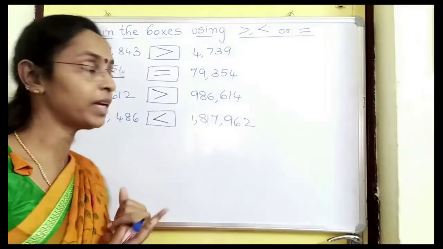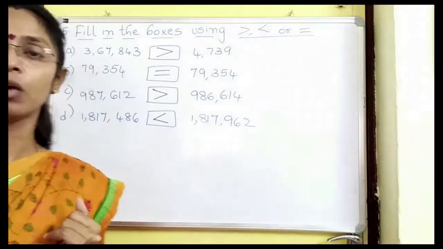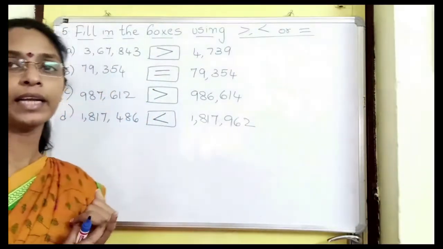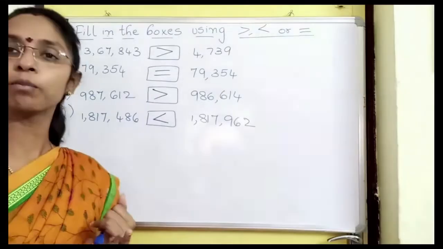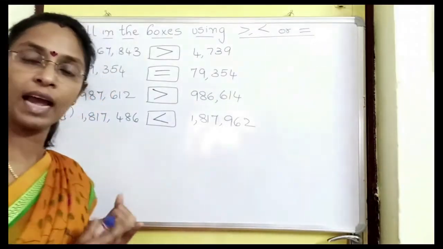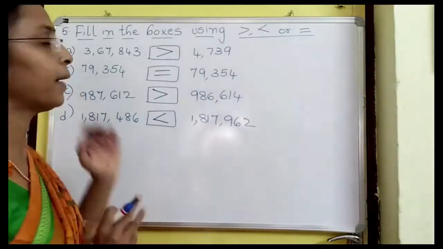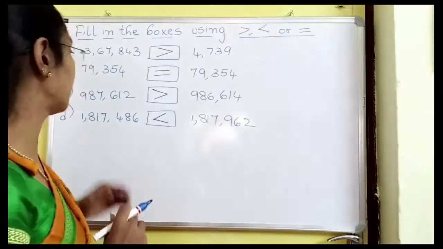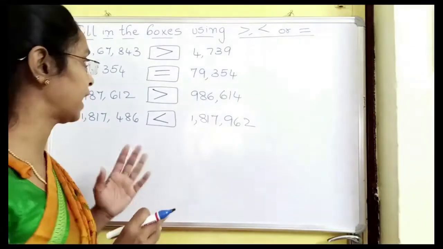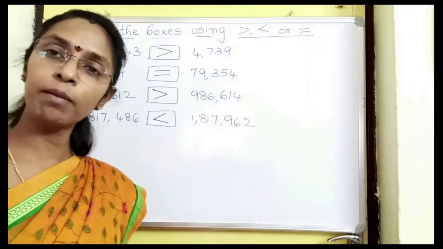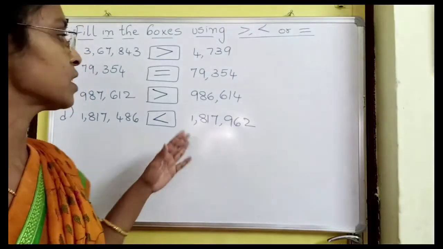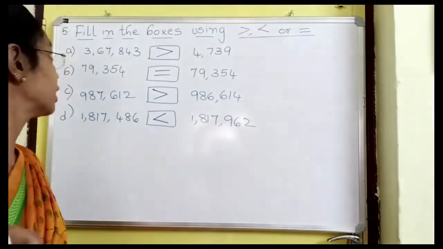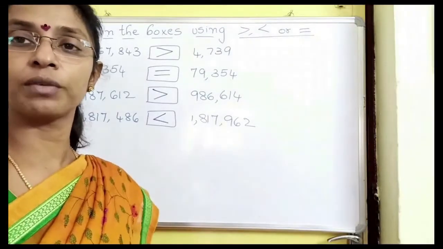Now you understood, children, how you will compare the numbers. First thing you have to do is count the number of digits. The number having more digits will be the greater number. After that, if both the numbers have the same number of digits, compare the highest place values. The number which is greater in the highest place value will be the greater number. This is how you compare the numbers. Understood children? Now let us move on to our next question.